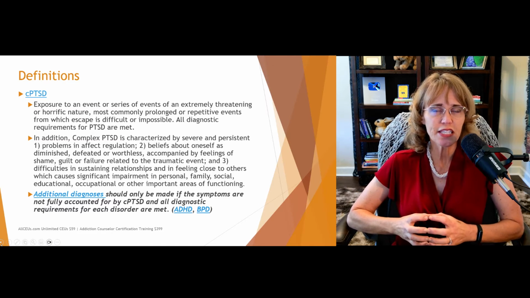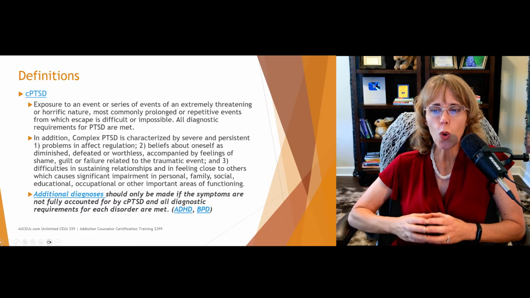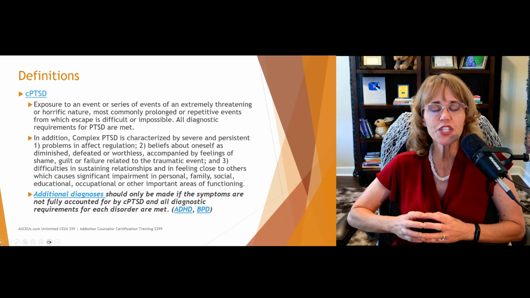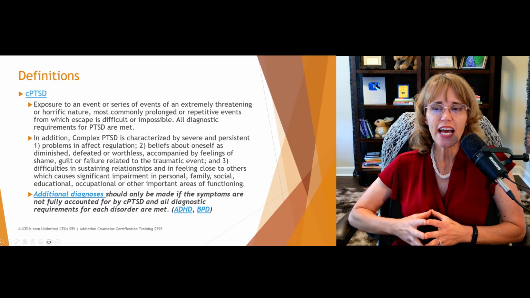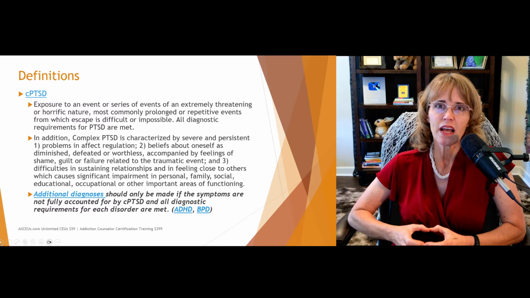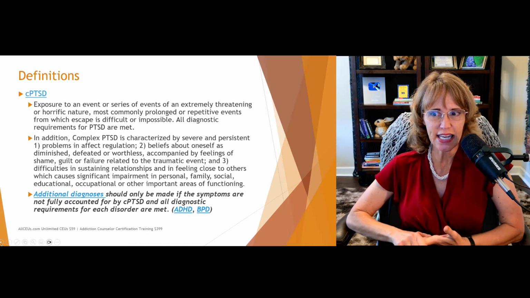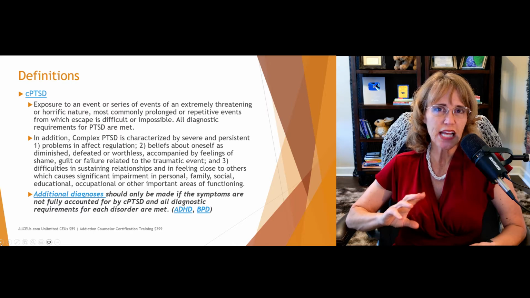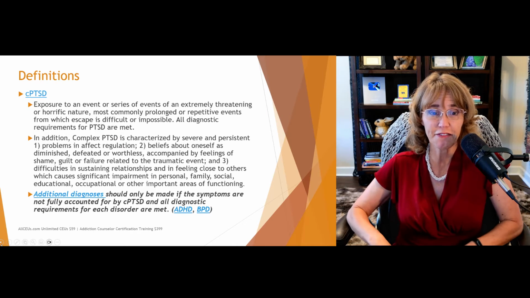Additional diagnoses: when CPTSD is diagnosed, additional diagnoses should only be made if the symptoms are not fully accounted for by CPTSD and all diagnostic requirements for each disorder are met. Very often, people with CPTSD are misdiagnosed as having ADHD or borderline personality, for example.